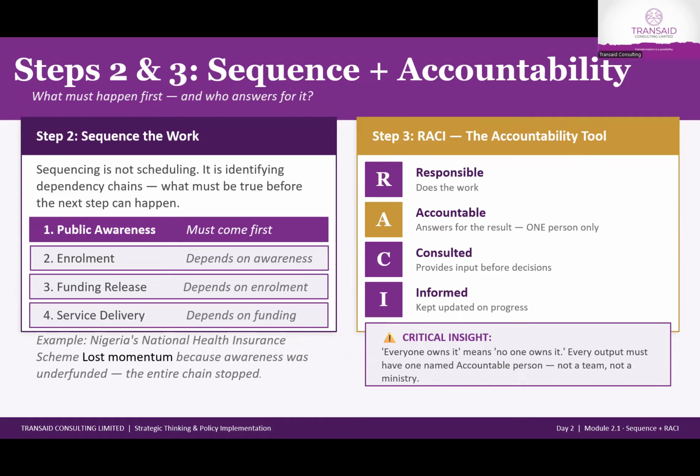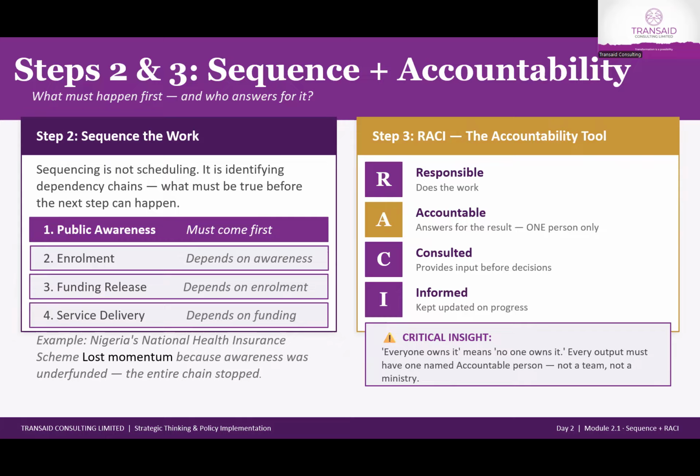The I is informed. You keep them updated on progress. So we are working as the HR department, we are working on this remote policy work. The CEO must know this is where we are. Even the other departmental heads, this is where we are. We have to inform them.